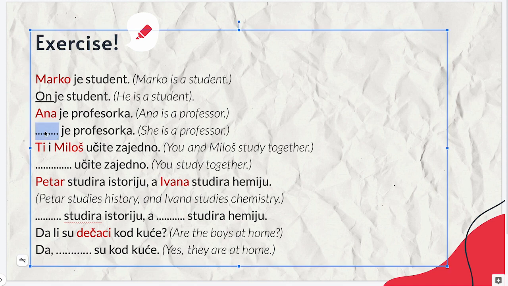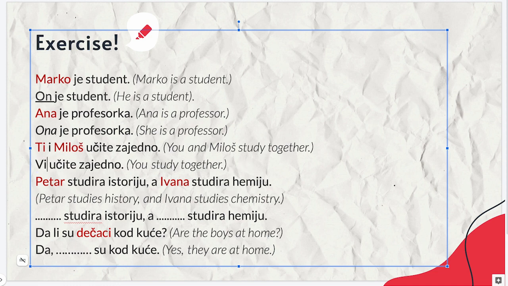Ana je profesorka would be ona je profesorka. Ti i Miloš učite zajedno. You and Miloš study together. So you're talking to a group of people in second person plural. It will be vi učite zajedno, because you're talking to them. Petar studira istoriju, a Ivana studira hemiju. So Petar is a boy, we'll say on. And Ivana is a girl, so we'll say ona.